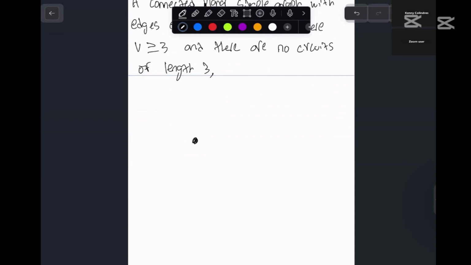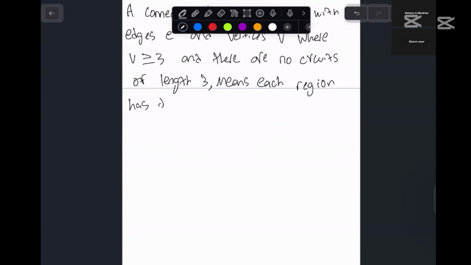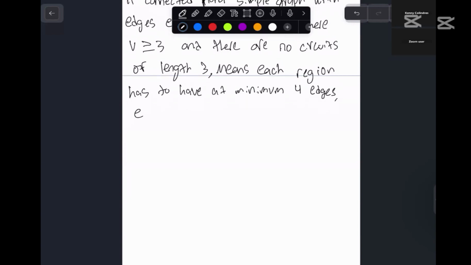So that means something like this would not be possible because this is a cycle and it has length 3, because there's 3 of these edges. So going back to the corollary, continuing off, this means that each region, since each cycle creates a region, has to have at minimum 4 edges. And from that, you get the actual corollary, which is E is less than or equal to 2V minus 4.